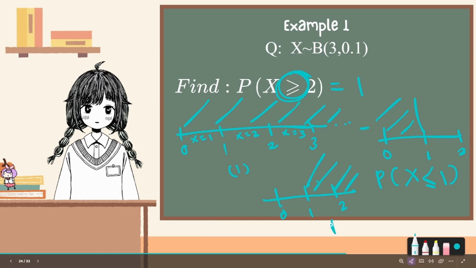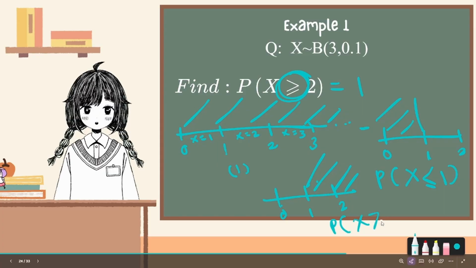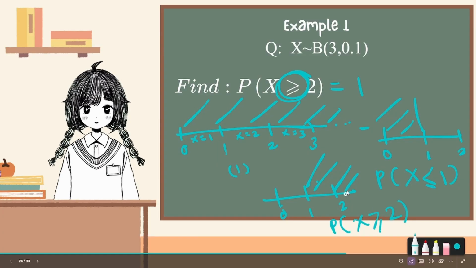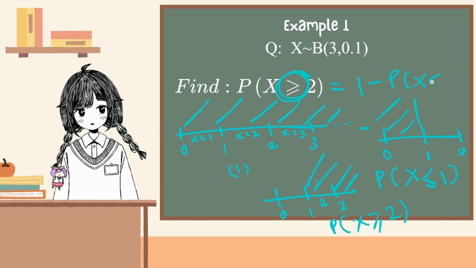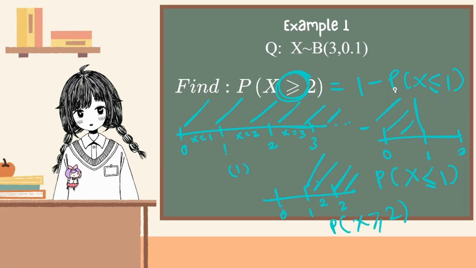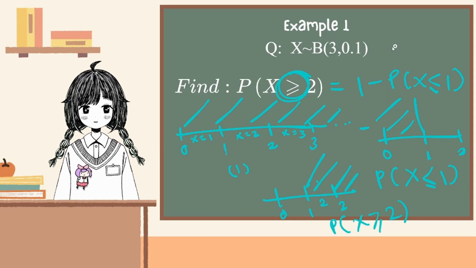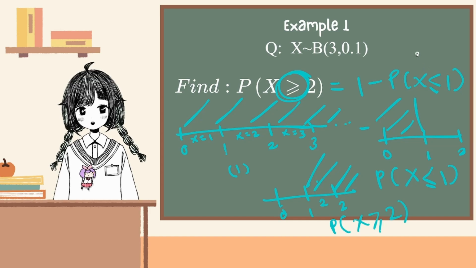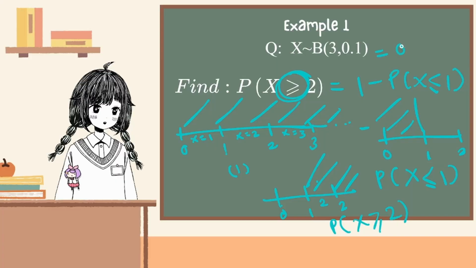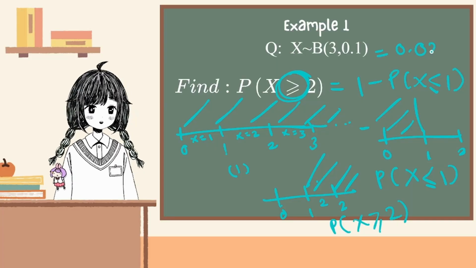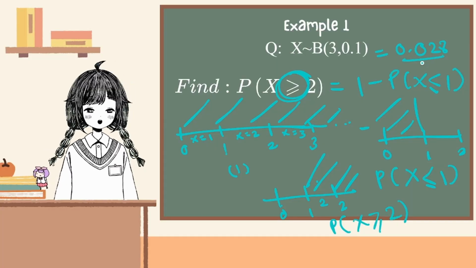Now this one will be P(X ≥ 2). Again, we want to include the 2 as well. We always get this wrong, because this is actually equal to 2. So 1 minus P(X ≤ 1). And then the final answer, using the statistical table, will be 0.08. This will be our answer.